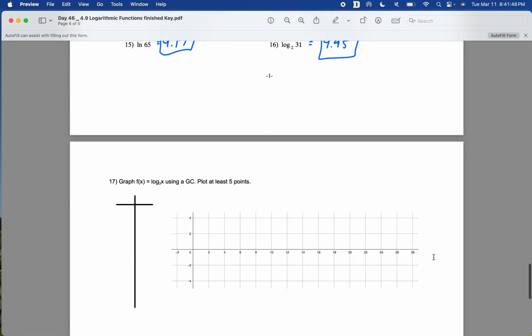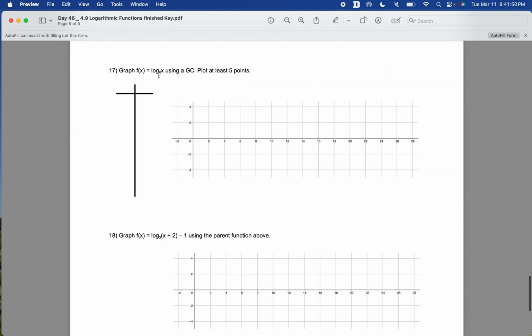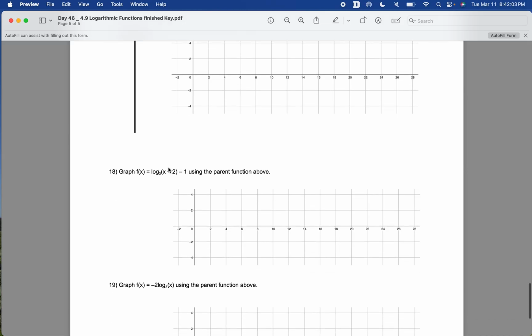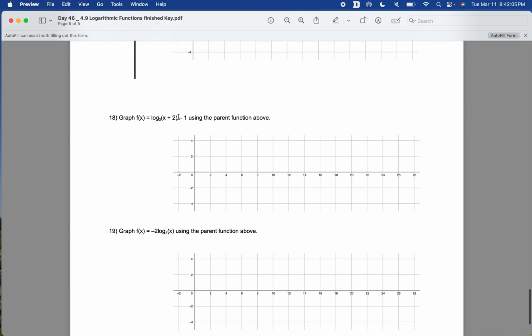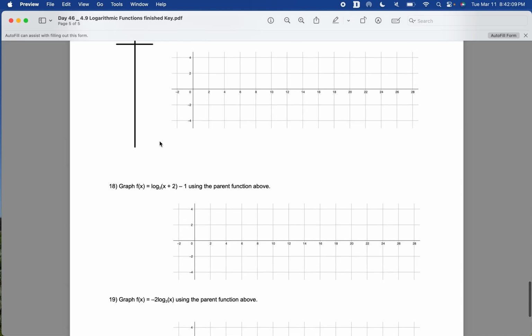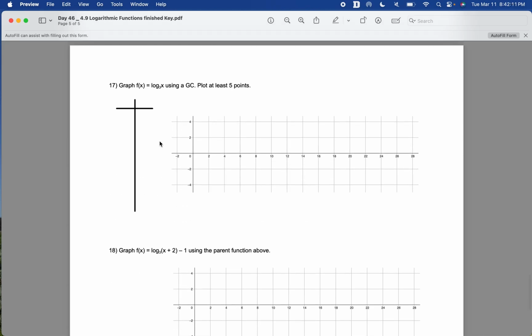Okay, so your homework is to do the same thing, but with log base 3 of x. Okay, so using your graphing calculator, plot at least 5 whole points. So make sure the y values are whole numbers. So just kind of guess and check, try to find some that work. And then based on that parent function, you're graphing these two transformed functions. And then you also have another practice that the sub will give you. Okay, and that's about it.